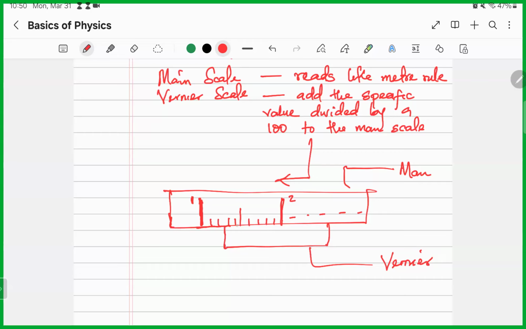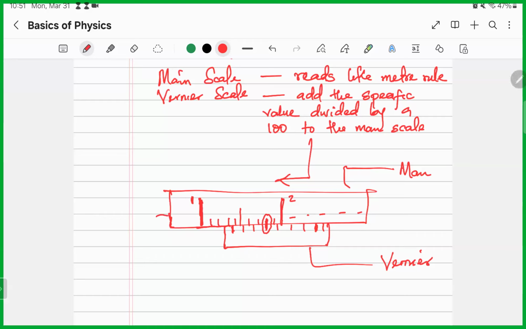So you are going to have 9 parts that look like this: 1, 2, 3, 4, 5, 6, 7, 8, 9. And you will discover that of all the 9, if you look at this part, there will be one that strikes the main scale exactly. You get it? Once you discover that particular one, that is your reading.